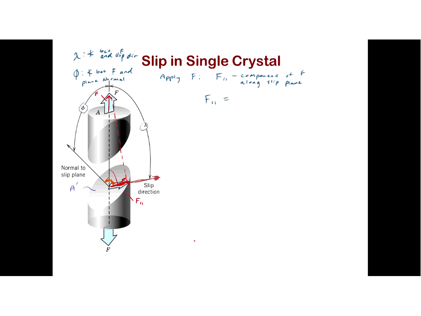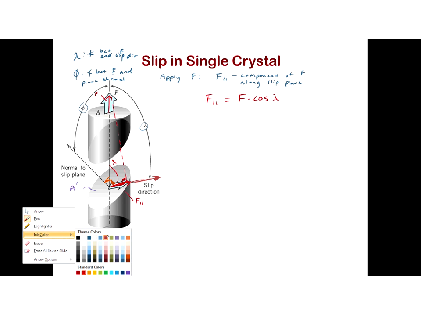It is lambda. This is lambda. So let's draw that again here. So this is lambda. So F parallel is equal to, what's it going to be? F times the cosine of lambda, right? Good. So we've found the parallel force.